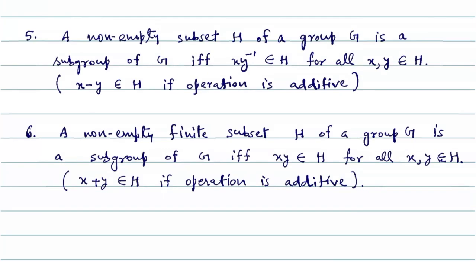This is a simple criterion to check whether a non-empty subset H is a subgroup of G or not. The condition is that XY inverse should be in H for all X, Y in H. And in additive notation, we need to check that X minus Y is in H. In addition, if H is finite, then we need only check that XY is closed under the binary operation. And in additive notation, X plus Y should be in H.